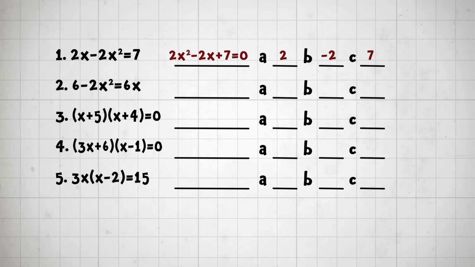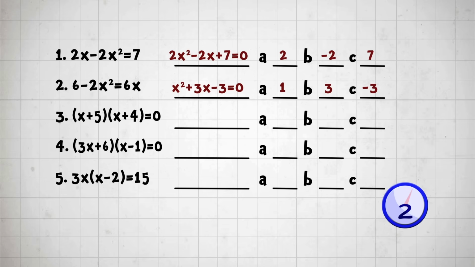Time up! The answer, standard form, is x squared plus 3x minus 3 equals 0. The coefficients, A is 1, B is 3, while C is negative 3. Item number 3 is next, for 30 seconds. Let's do this.